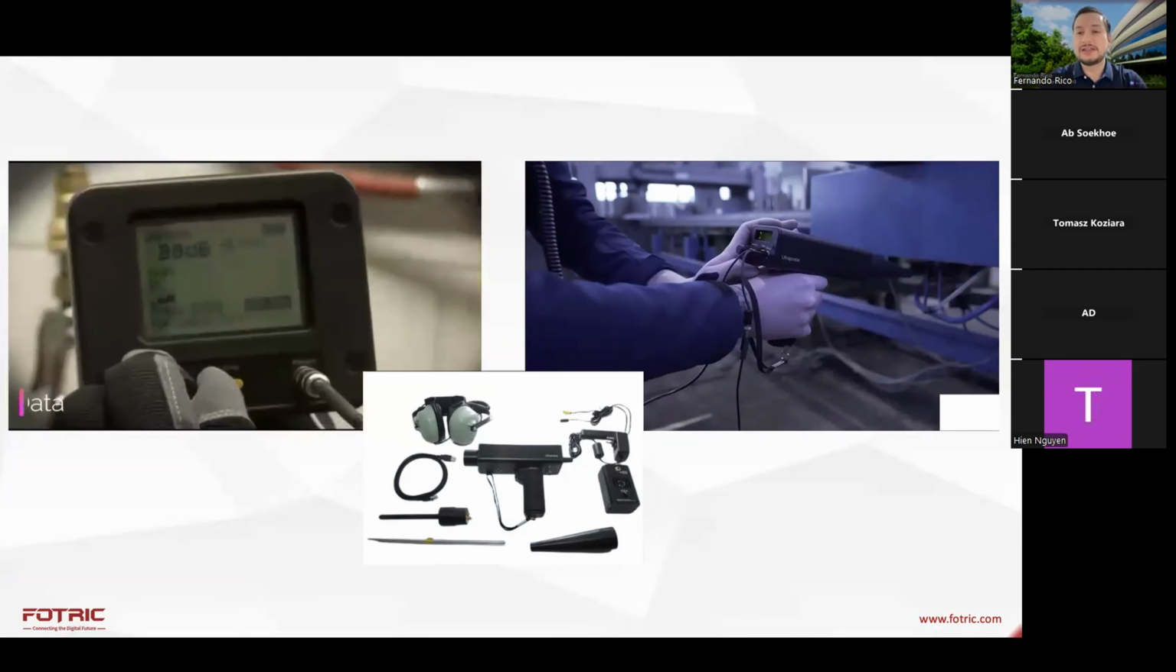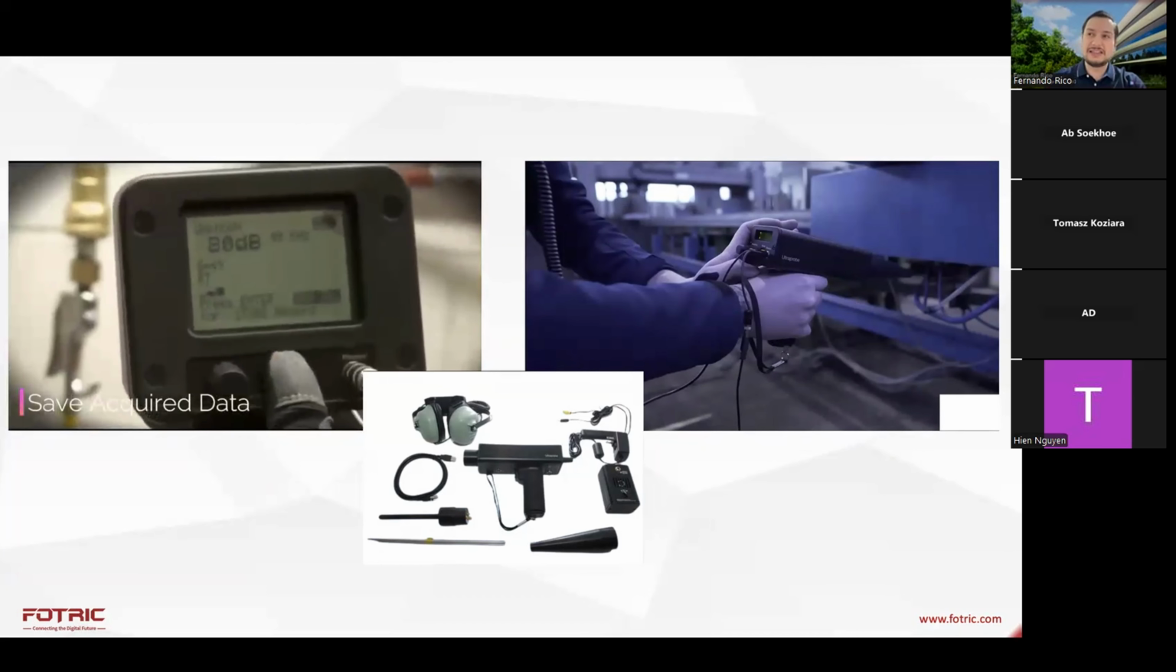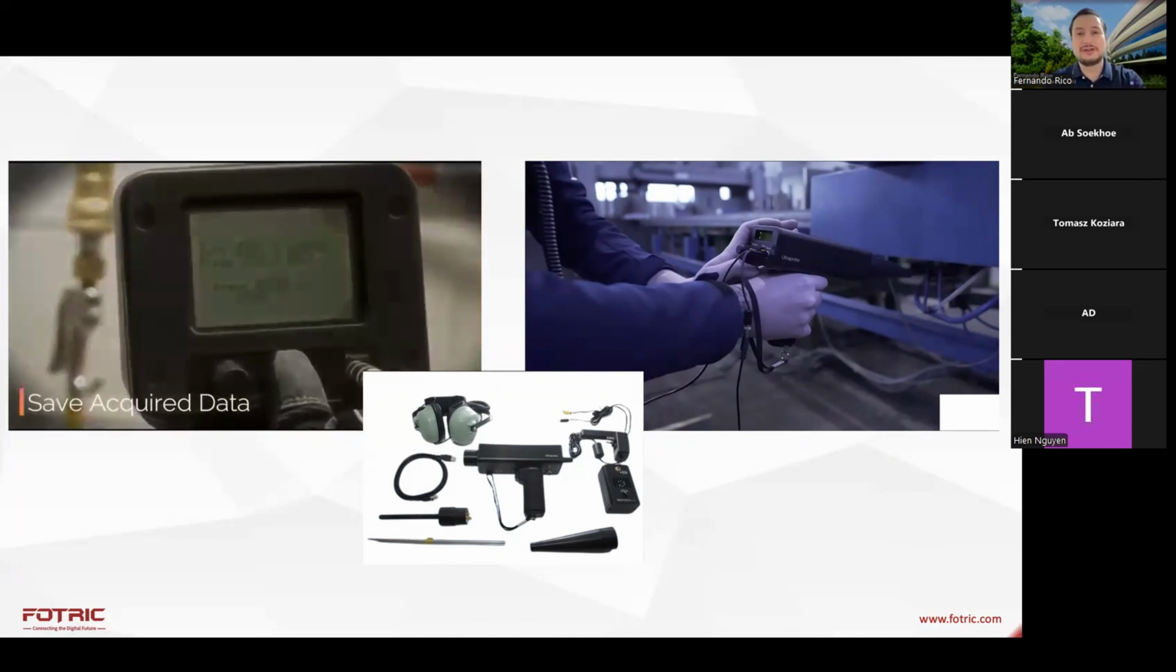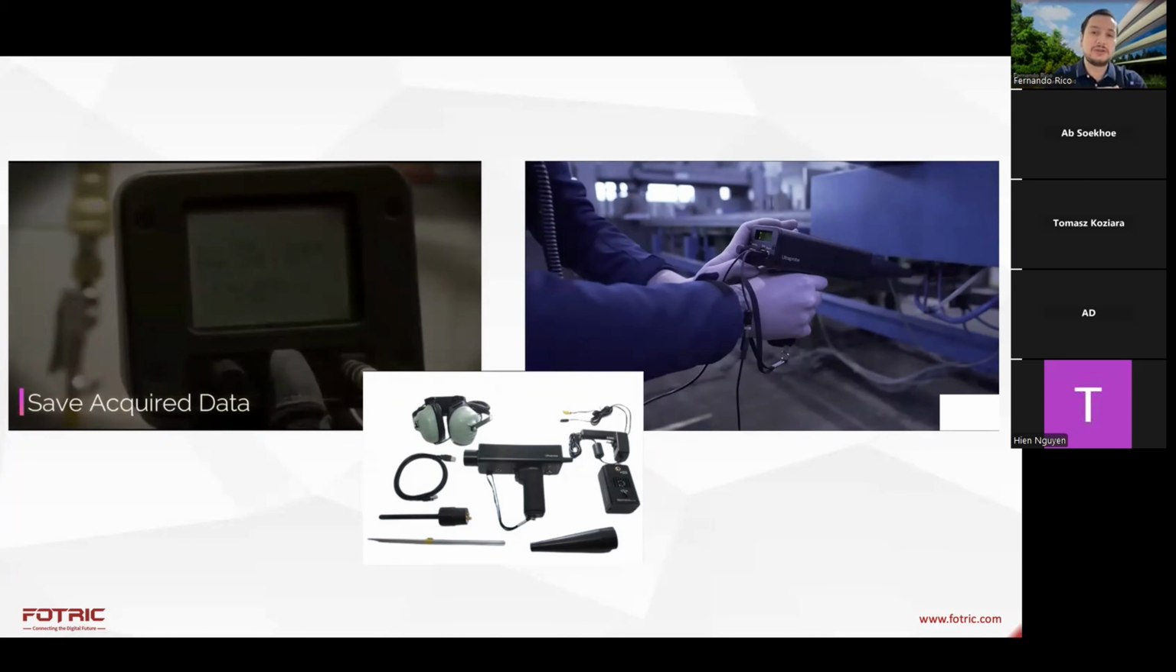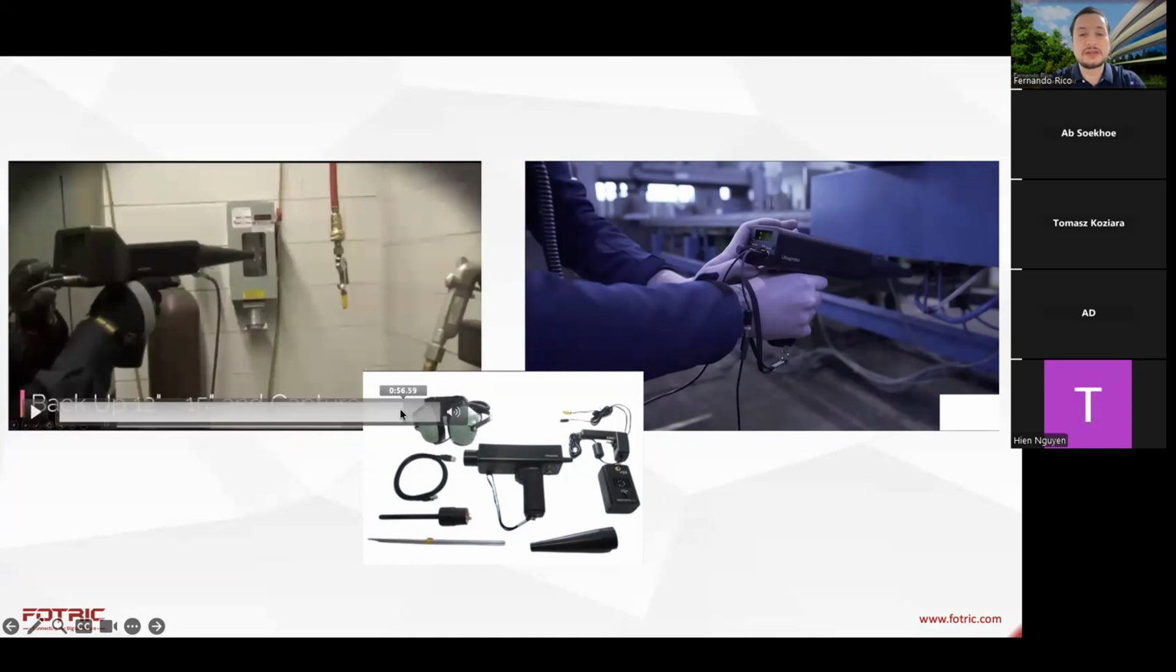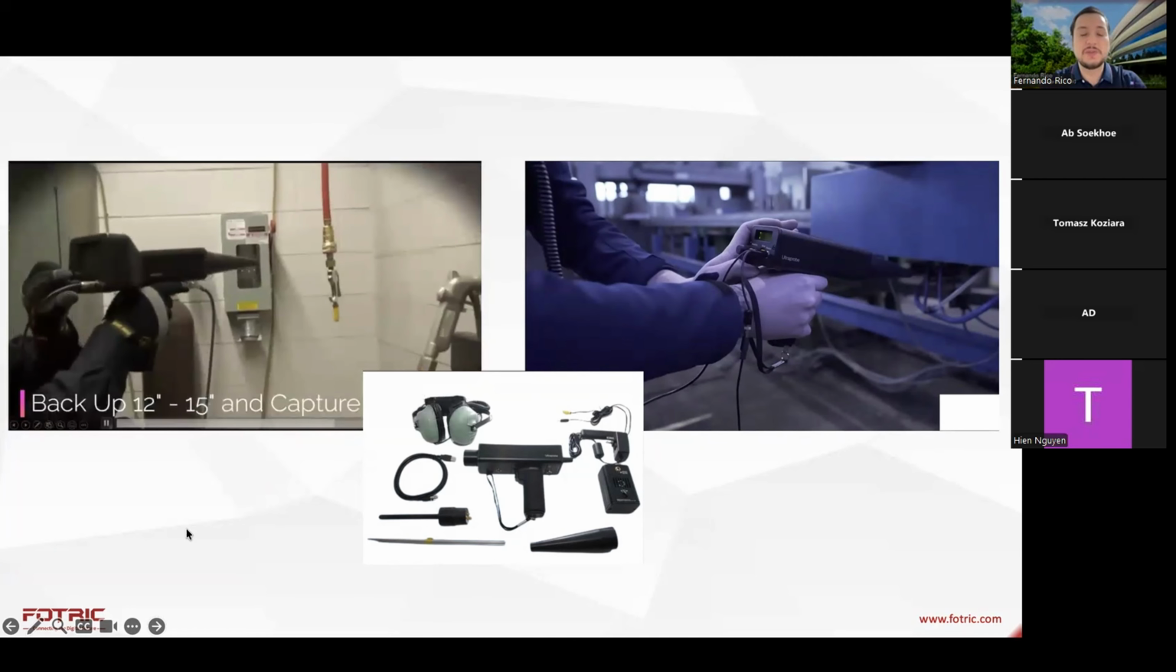In this type of devices, it is recommended that you go from high sensitivity to be able to hear something in the first place, to later do lower sensitivity when you're closer, because it will be really, let's say, annoying or deafening in some cases to listen to a leak when you are right in front of it and the sensitivity is high. One more interesting thing here is that it is required to back up 12 to 15 inches, which is roughly 30 to 40 centimeters from the leak, to be able to capture the decibel readings.